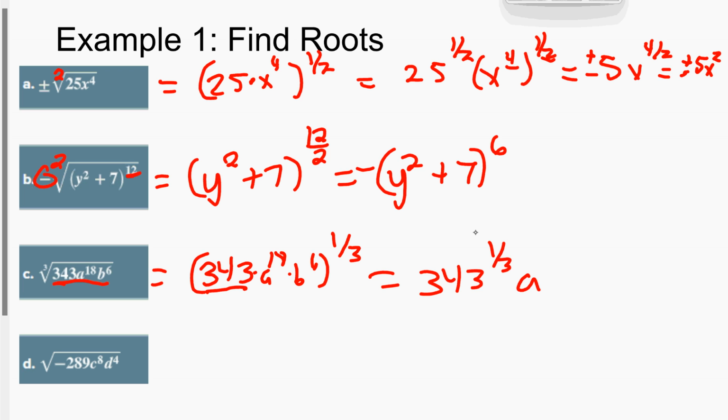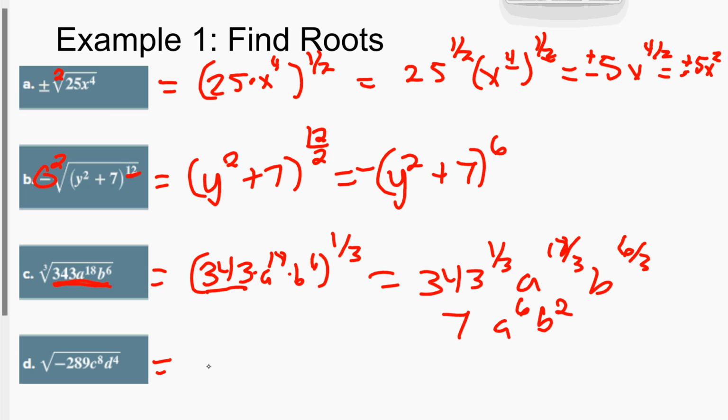And then a to the 18th to the 1/3 is just 18 over 3. And b to the 6 is just 6 over 3. Then we can reduce those. I'm pretty sure that 7 times itself 3 times is 343, and it is. So 7, then 18 over 3 is 6, so a to the 6, and then b squared. And then again, because it's a cube root, whatever the radicand is, positive or negative, that's my answer. So this is positive, so this will be positive 7 a to the 6 b squared.